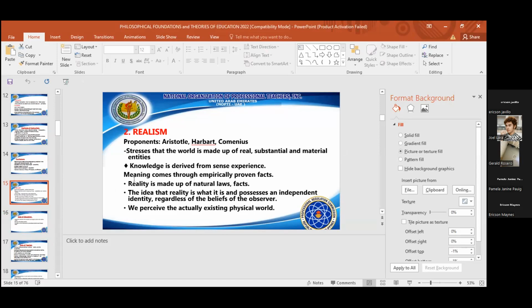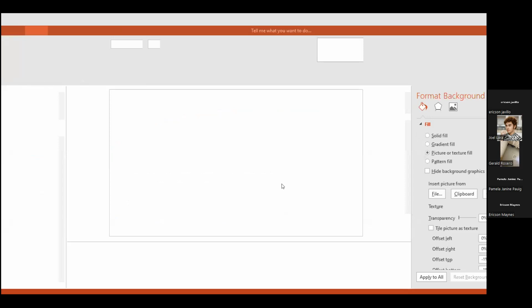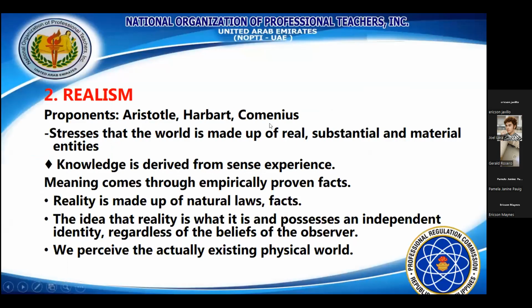Okay. So we are in realism. Realist philosophy. So the proponents of realism are Aristotle, Hubbard, and Comenius. So sabi natin kanina, reality is made up of natural laws and facts. So unlike in idealism, na nagbe-base lang talaga siya sa universal truth, truth is absolute also sa kanila. Dito naman is from senses, from experience, sense experience.